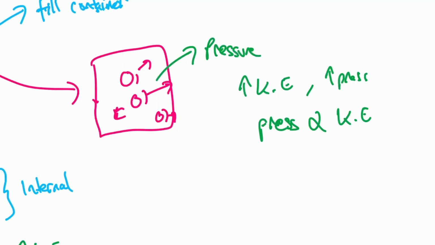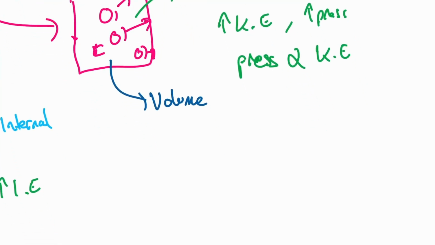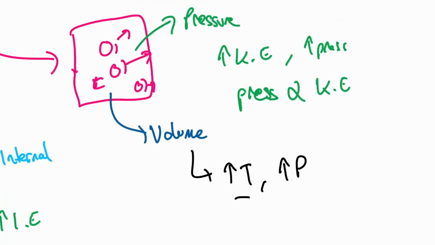Over here, this container has a fixed volume. So if you keep the volume constant and you increase the temperature, you will also end up increasing the pressure. The reason for that is that the temperature gives these particles more kinetic energy. The more kinetic energy they have, the more collisions they're going to have with the walls of the container, and the more frequent those collisions are.